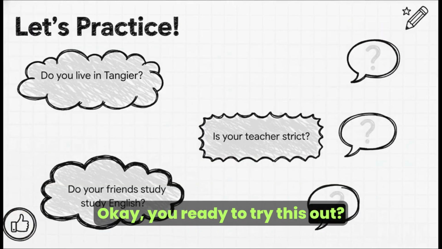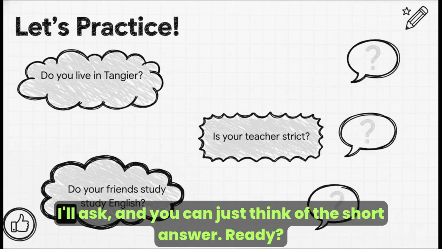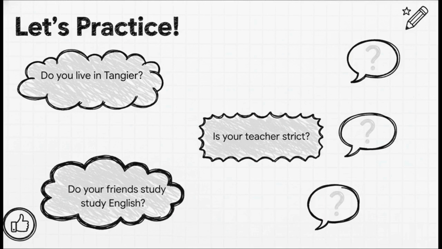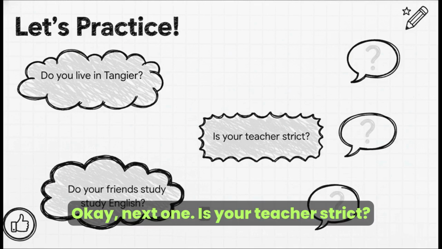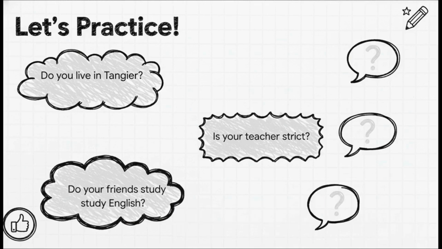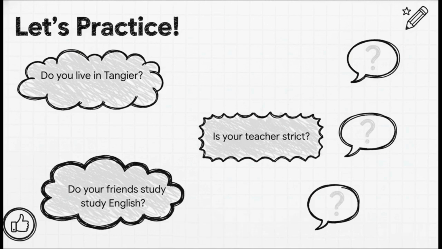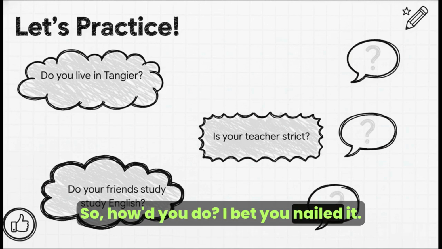Okay, you ready to try this out? Let's do a quick practice round. I'll ask, and you can just think of the short answer. Ready? First up, do you live in Tangier? Okay, next one. Is your teacher strict? And last one, do your friends study English? So, how'd you do? I bet you nailed it.